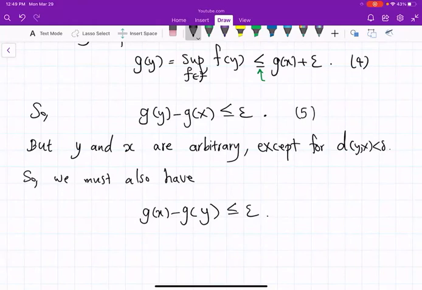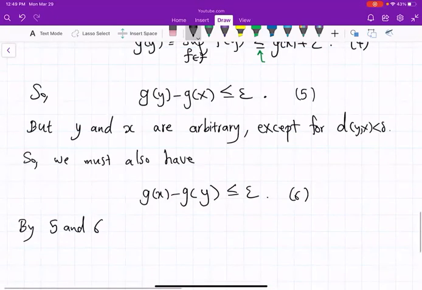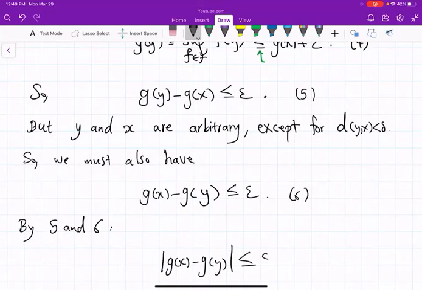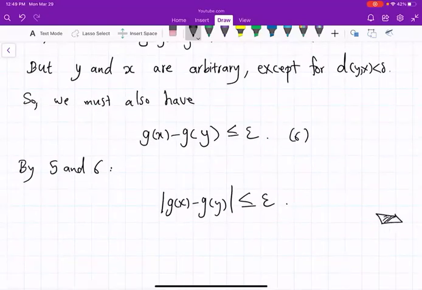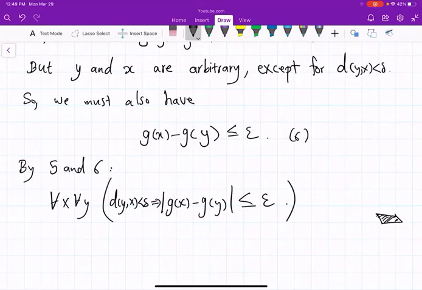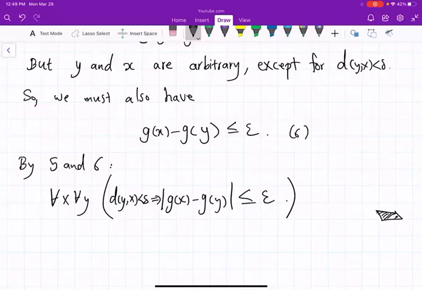So if this is 5 and this is 6, they are just combined into the following: g of x minus g of y is less than or equal to epsilon. If something is less than epsilon and its negative is also less than epsilon, then in absolute value it is too. And that ends the proof. So for every epsilon, remember this is for every x and every y, distance of y and x less than delta. So that is exactly what we needed. And this is by definition saying that G is uniformly continuous.